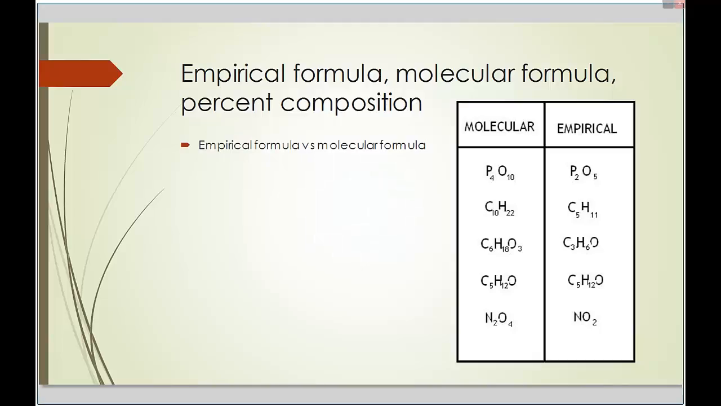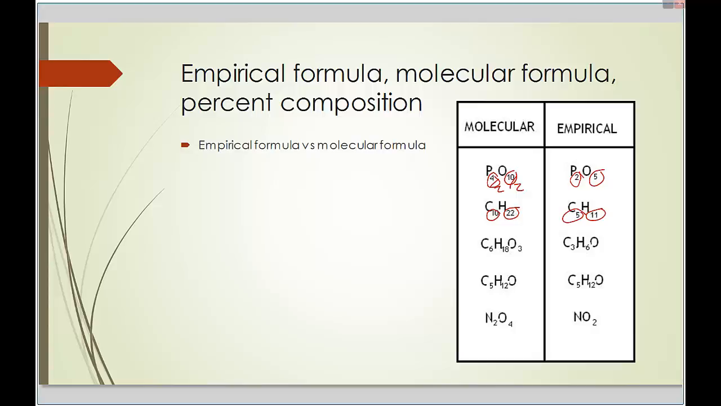So the difference between an empirical formula and a molecular formula is whether or not it's been reduced. A molecular formula, you do not reduce it, whereas an empirical formula is the most reduced form. So here, if you look at the empirical formula, 2 and 5, you can't reduce that any smaller. Whereas a molecular formula, 4 and 10, if we divide both of those by 2, it becomes P2O5. 10 and 22, once again, both divisible by 2 to become 5 and 11.